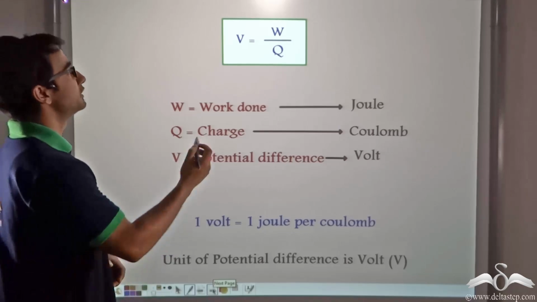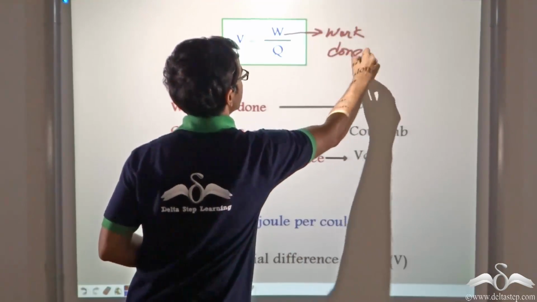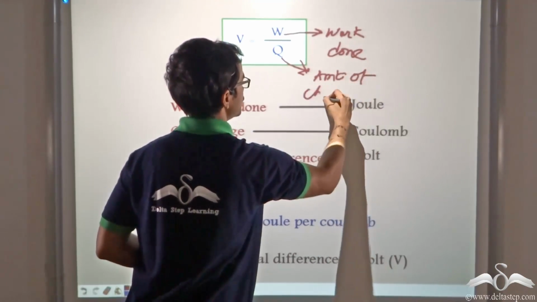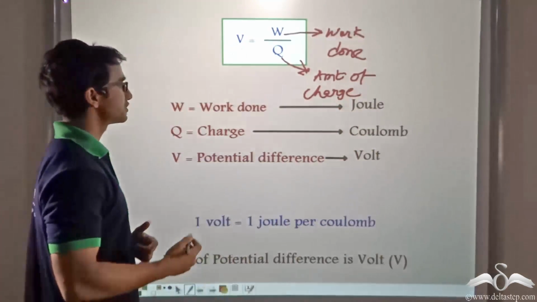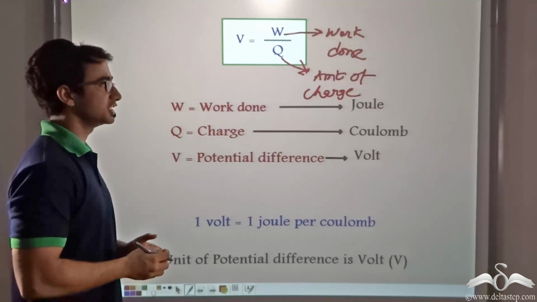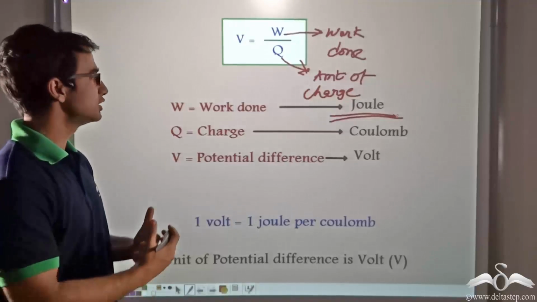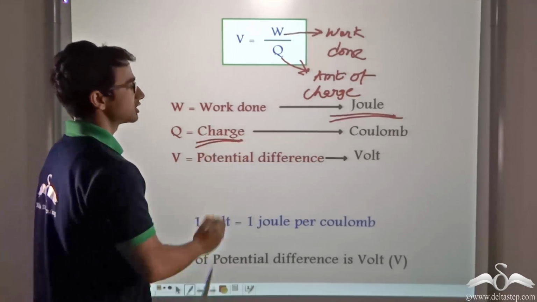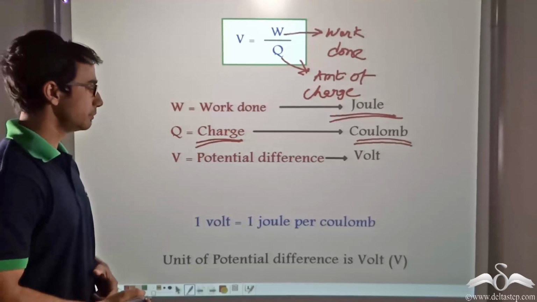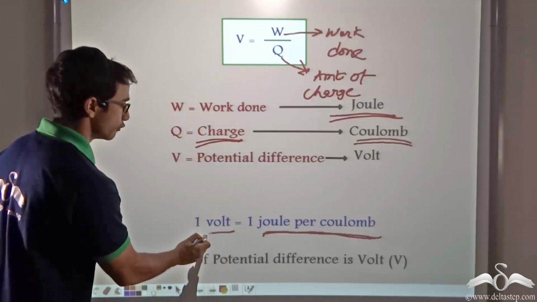So we have defined that V is equal to W, that is work done, divided by Q, that is the amount of charge. Now we have seen that the unit for work done, which is getting transformed into the potential energy, is joule, because it is a form of energy and energy is measured in joules. The unit for charge is coulomb, and thus the unit for volt will be joule per coulomb. Joule per coulomb is also known as volt.